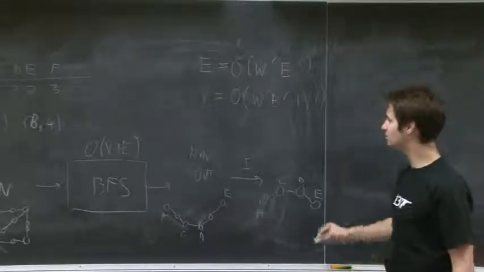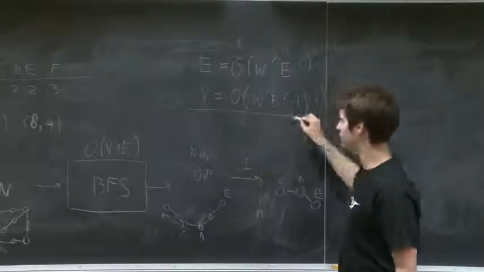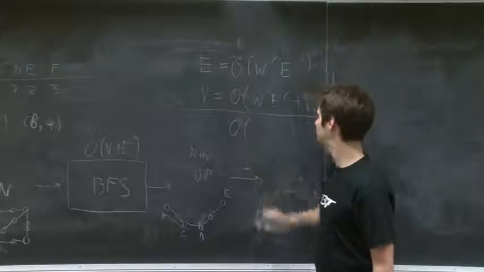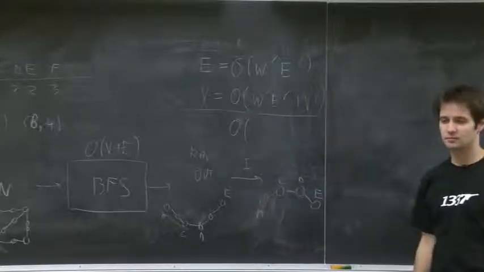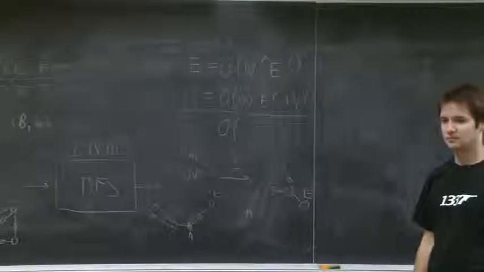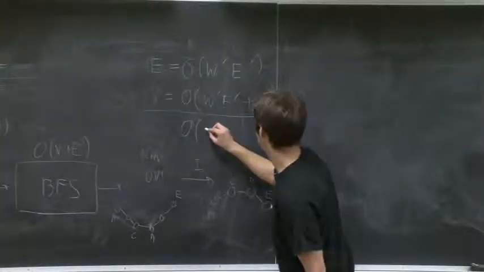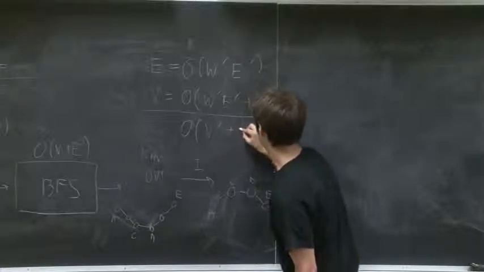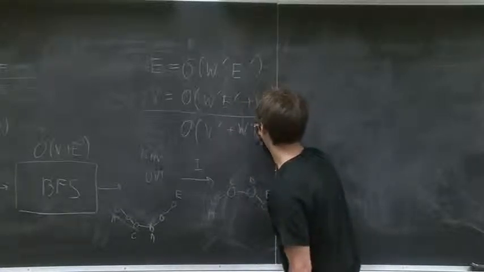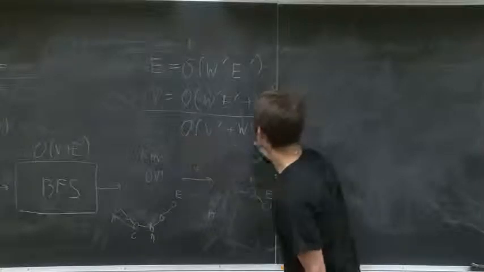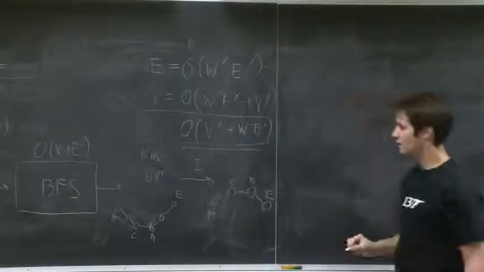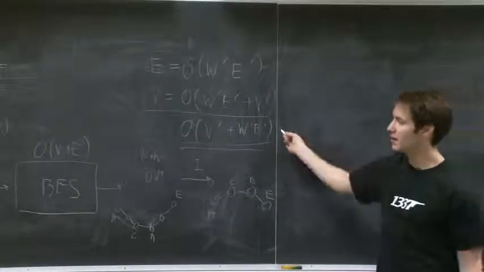Okay, so the total running time for BFS on this new graph is, okay, I'll put it the other way around, plus W prime E prime. Okay, so this is the running time that we have.